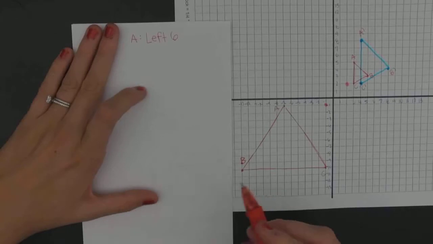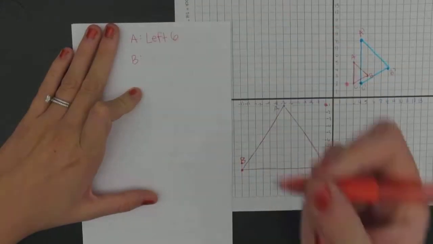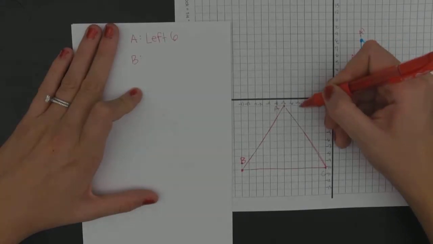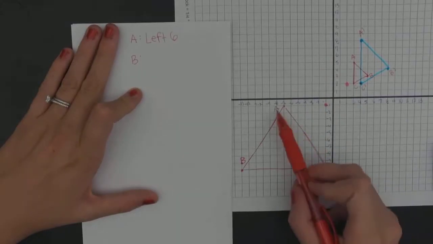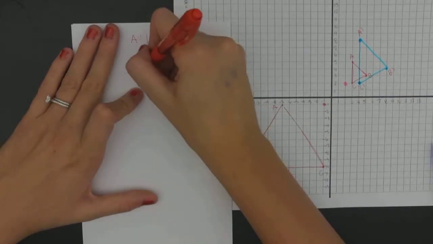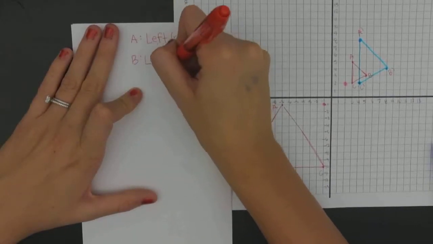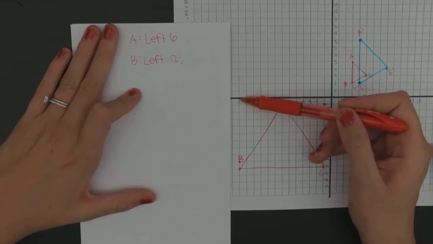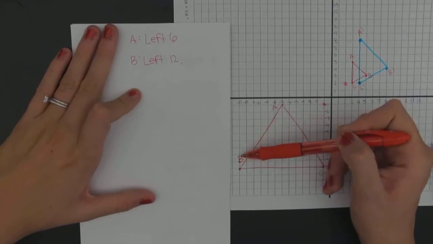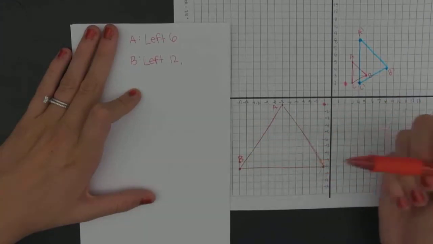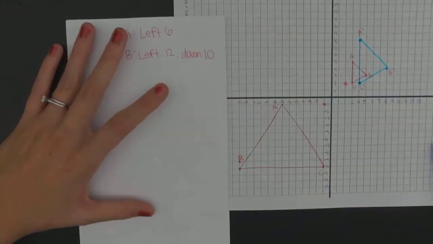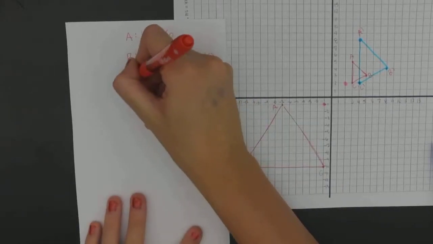Cool. Okay, let's do B next. Even though it's the farthest one, I'm just going to go in order on this one. To get to B, I went left 1, 2, 3, 4, 5, 6, 7, 8, 9, 10, 11, 12. So I went left 12. And then how far did I go down? I went down 1, 2, 3, 4, 5, 6, 7, 8, 9, 10. Left 12, down 10.